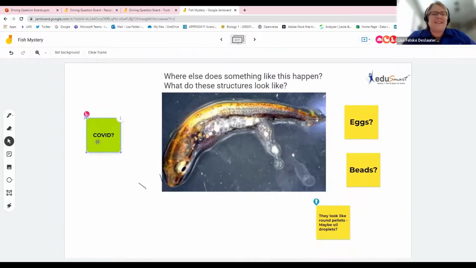COVID. It's a little big for a virus, but yeah. The toad life cycle. Okay. I'm talking specifically about these structures here, the ones that look shiny because of the light. What are these? Any other guesses?